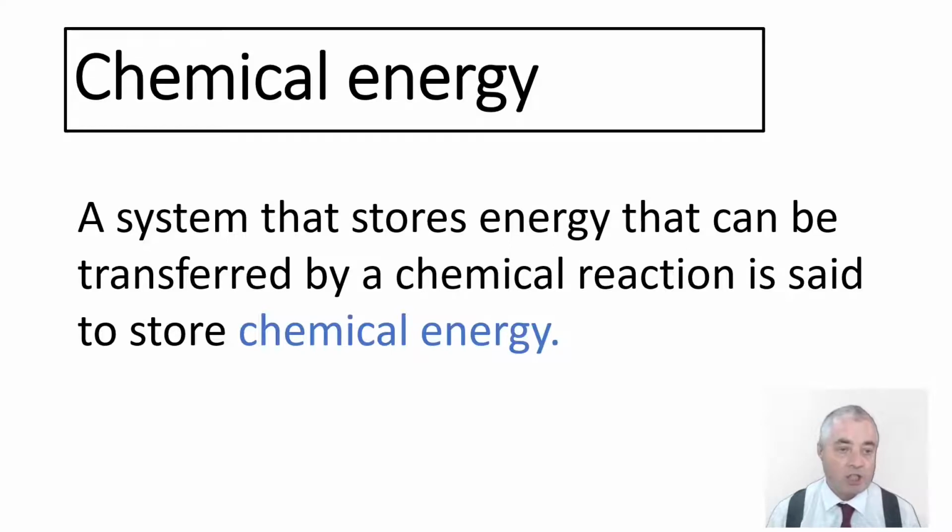And here's a definition of chemical energy for you. This talks about a system here. And towards the end of the video, I'm going to explain exactly what a system is. But basically, in those examples, the system are the different chemicals that are reacting together.